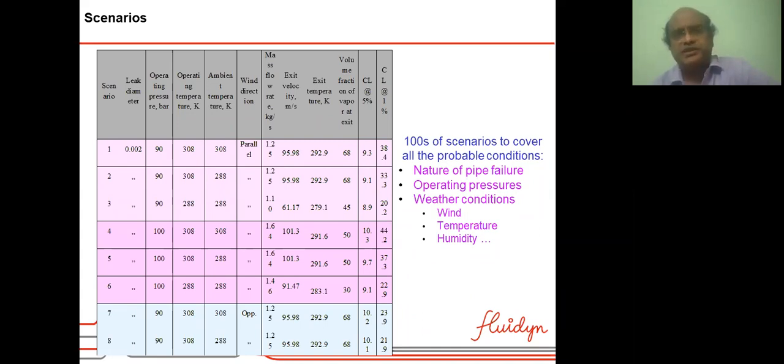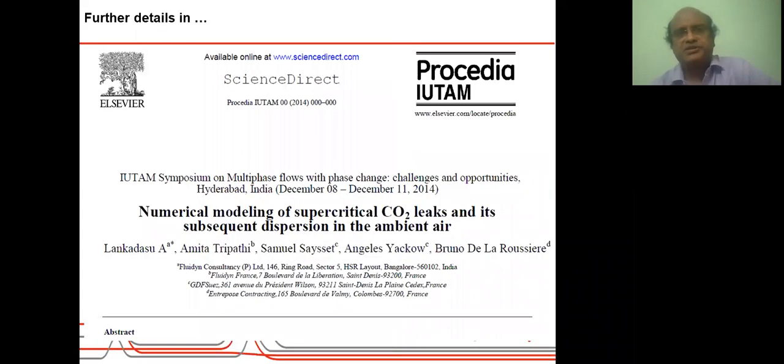You can find more details in this paper. We have published a paper, presented in a conference: Numerical modeling of supercritical carbon dioxide leaks and its subsequent dispersion in the ambient air.